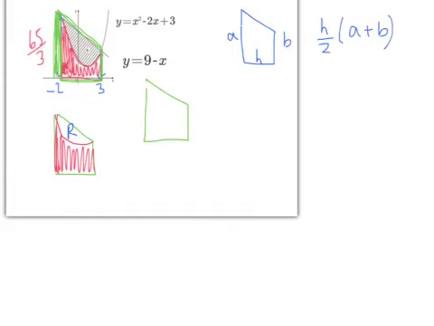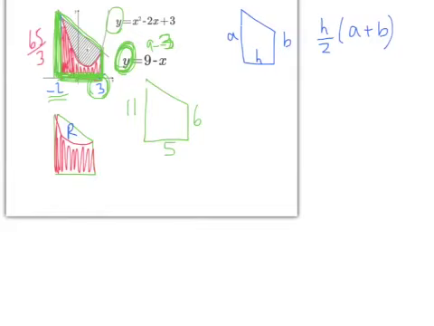This height, you can feed it into either this one or this one. I think this one is going to be easier, isn't it? So when x is minus 2, the height is 9 minus minus 2, which must mean it's 11. And if we do this one, when x is 3, the height is 9 minus 3, which must mean it's 6. So that one's 6, that was 11. And the width between them is 5.